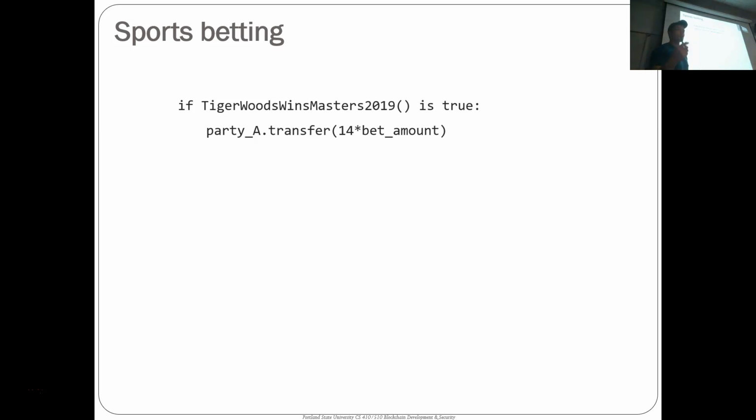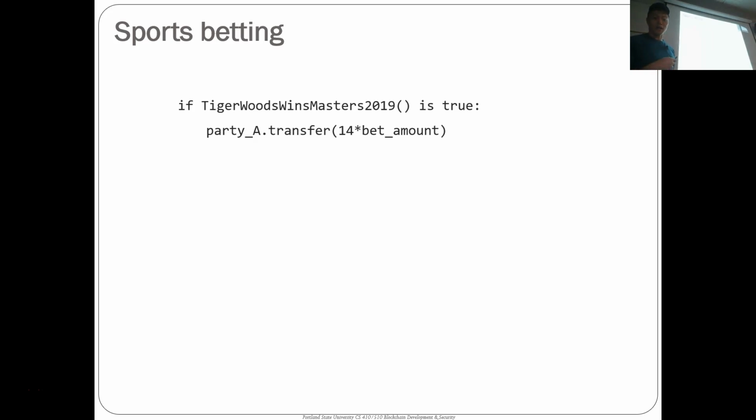Here's one. So I'm going to go through some of these. Sports betting. Like, you could do sports bets on a blockchain. So, for example, you could have this contract that says if Tiger Woods wins the Masters in 2019, transfer 14 times your bet amount to a particular party. And that was Tiger Woods' odds at the time that he won.